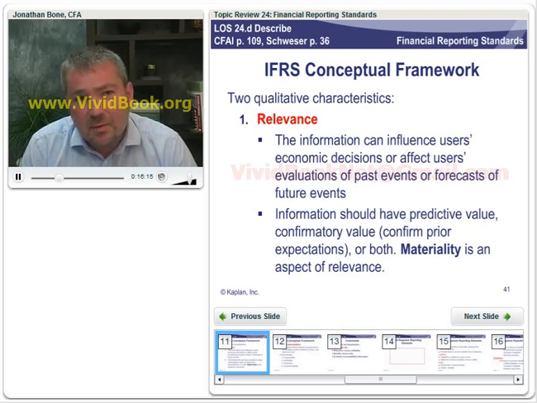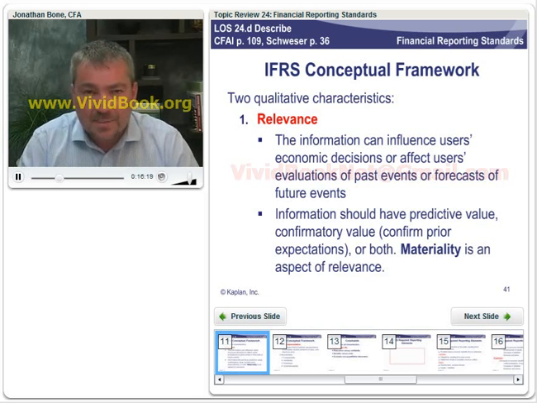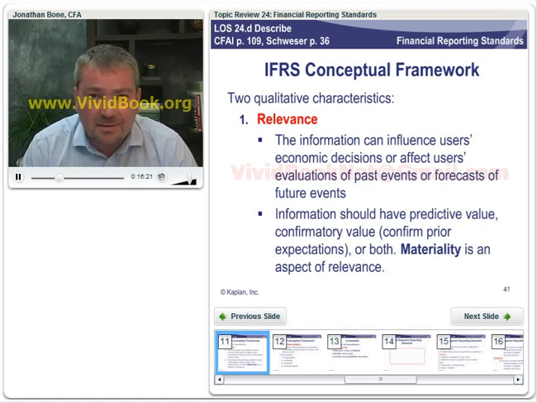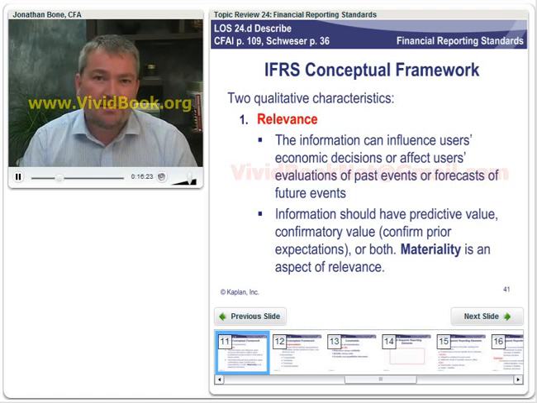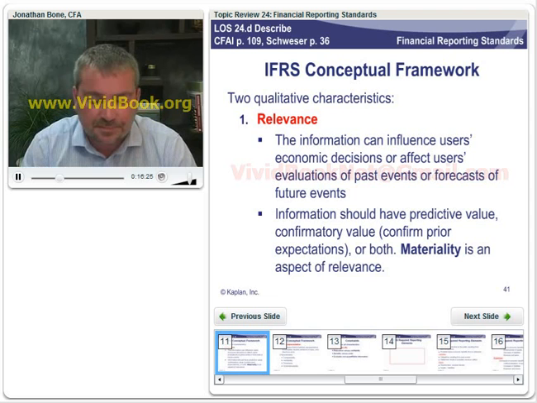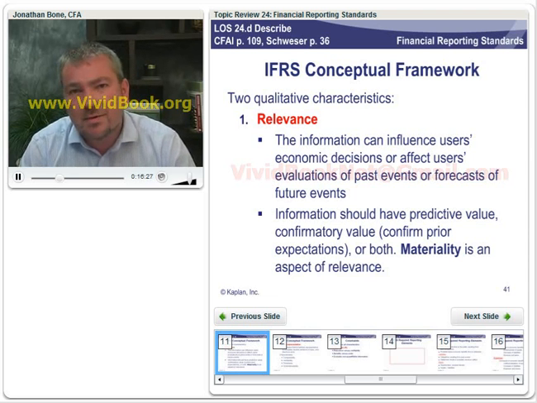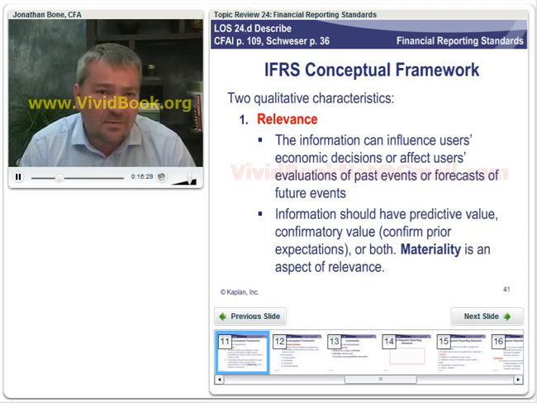If you rewind a few years ago, there used to be four, but they've kind of condensed them down. So the two we need to be aware of in our exam are relevance and faithful representation. Now, we need to describe them, so let's start with relevance. What makes accounts relevant? Well, really what we're doing is we're looking at the users of the accounts here, and we're saying, look, accounts are relevant if they're useful for economic decision making.